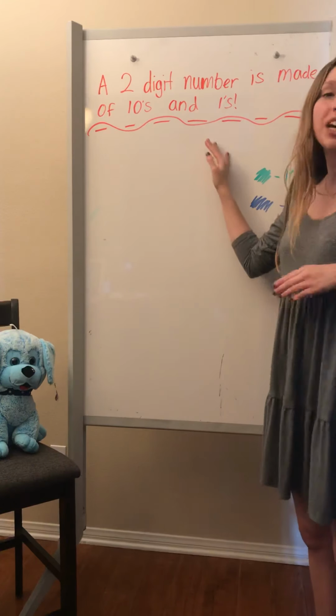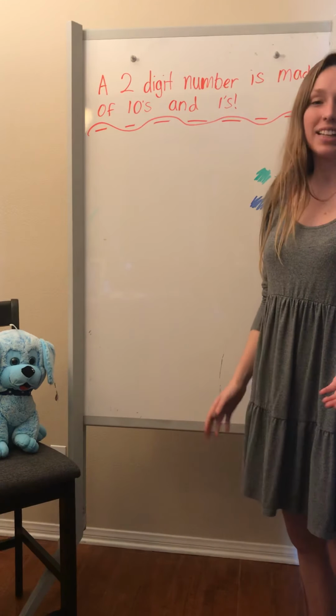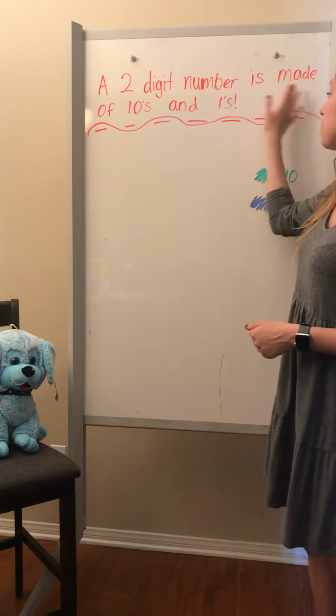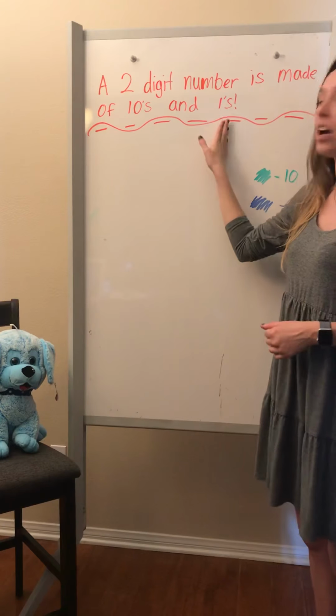In red, I've written our objective for today. I'm going to read it, and then I want us to read it together. Here we go. A two-digit number is made of 10s and 1s.